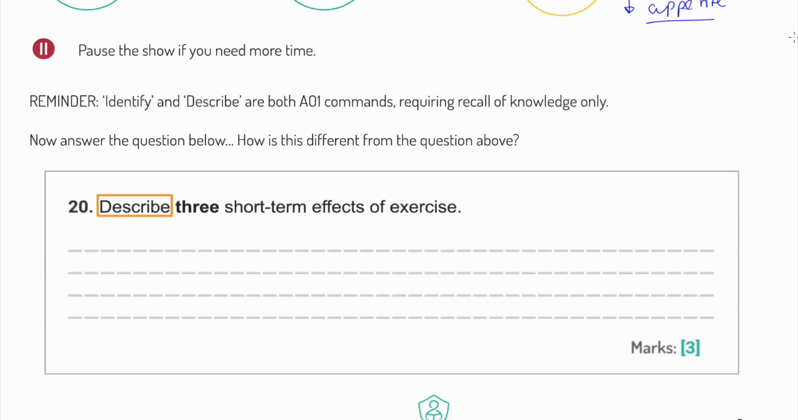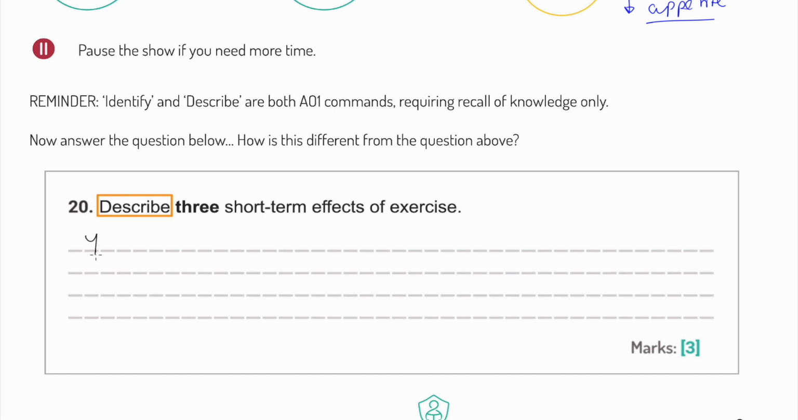Okay, so if you need more time at this point, obviously feel free to do so. What we're going to do is have a look at this question here. It's asking me to describe 3 short-term effects. So this is now from that yellow grouping that I had on the right-hand side of the page a moment ago, and you've got just above, okay? So what would we expect to happen here?